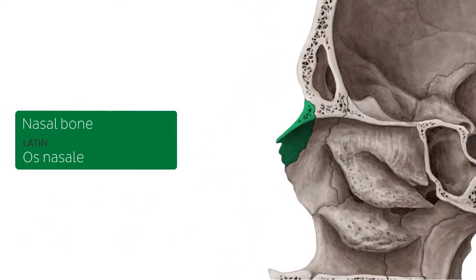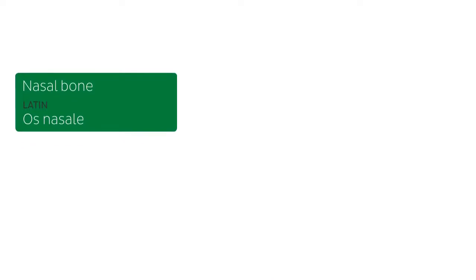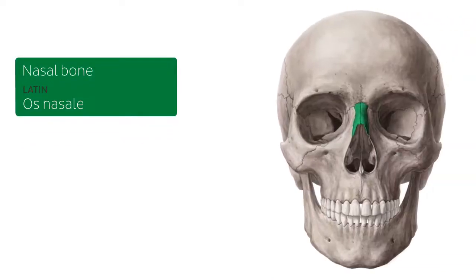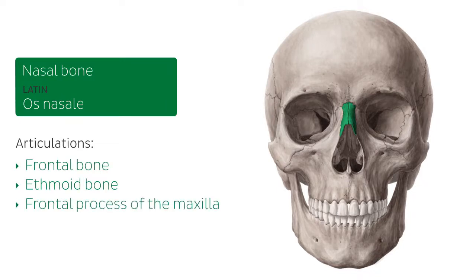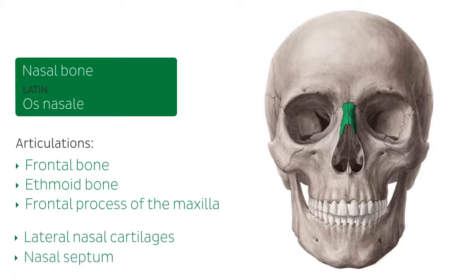Next, let's have a look at the nasal bones, which are the two bones situated between the right and left halves of the maxilla. They make up the bridge of the nose. The nasal bones form many articulations. They form articulations with the frontal bone superiorly, the ethmoid bone, and of course the frontal process of the maxilla laterally. Distally, the nasal bones form articulations with the lateral nasal cartilages and with the nasal septum inferiorly.